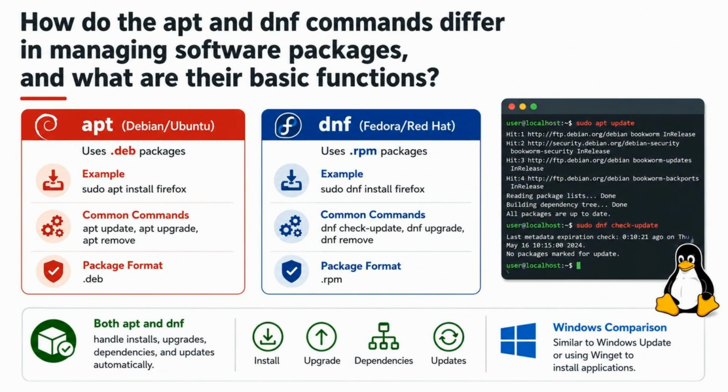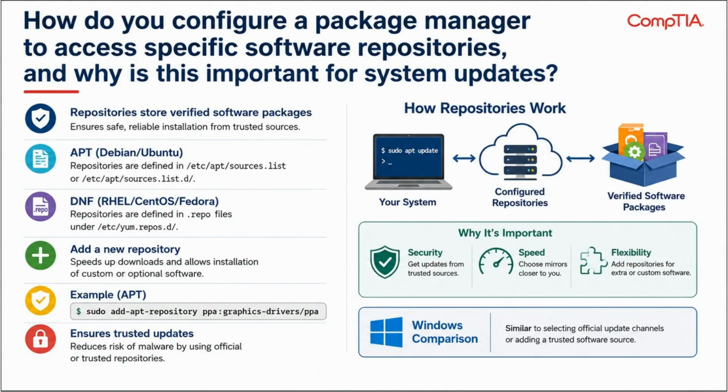Let's compare the two primary package managers: APT, found on Debian and Ubuntu systems, and DNF, used on Fedora and Red Hat. Both tools handle installations, updates, and dependency management automatically, similar to how Winget or Windows Update operates on Windows systems. Software repositories are essential for security and system stability.